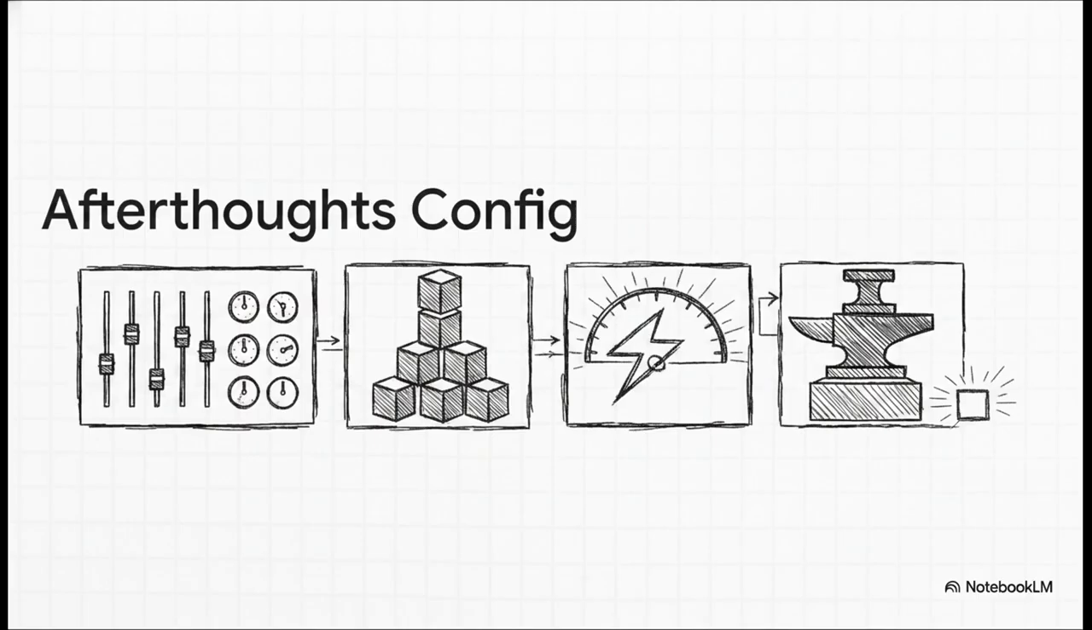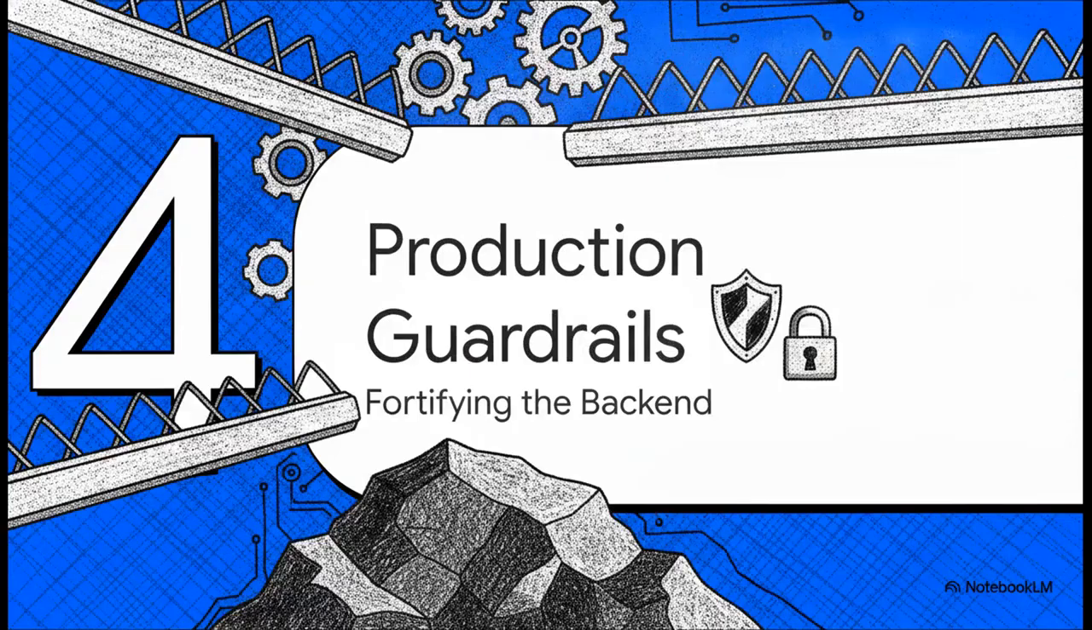It also gives you structured output via polars or pandas. But critically, for production environments, it uses automatic mixed precision, or AMP, to increase inference speed. It also allows for dimension truncation, which significantly reduces your memory footprint without requiring you to go back and retrain your models from scratch. All right, Section 4, Essential Production Guardrails, Fortifying the Backend.